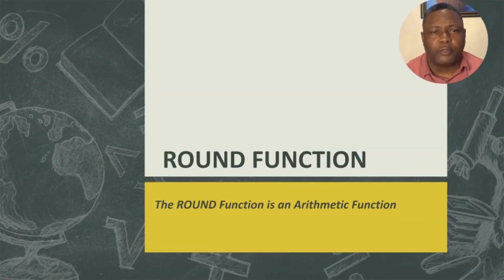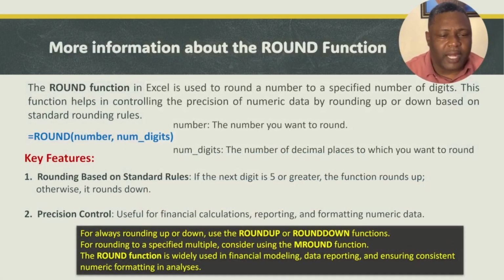All right, welcome back to the class. Now we are going to be looking at the ROUND function. The ROUND function is also an arithmetic function. The ROUND function in Excel is used to round a number to a specified number of digits. So this function helps in controlling the precision of numeric data by rounding up or rounding down based on the standard rounding rules.